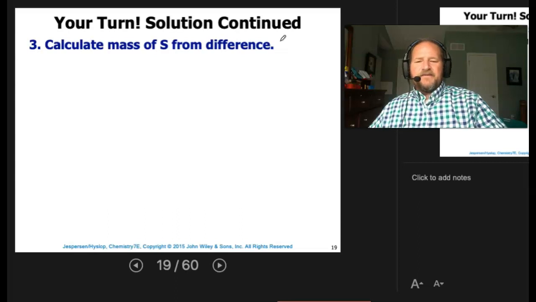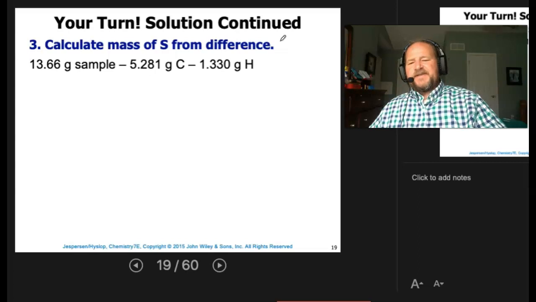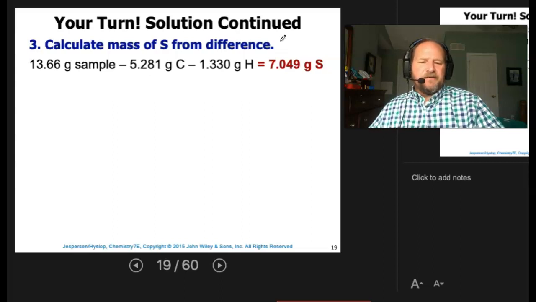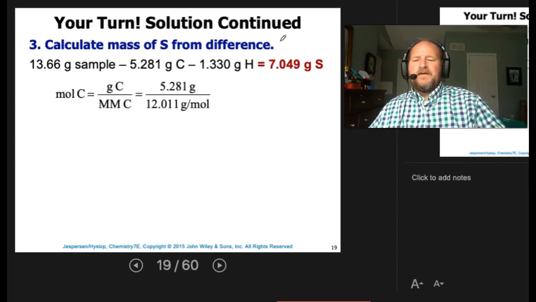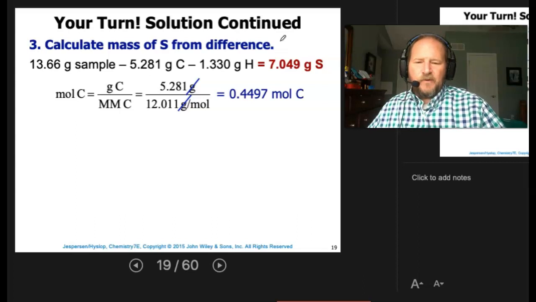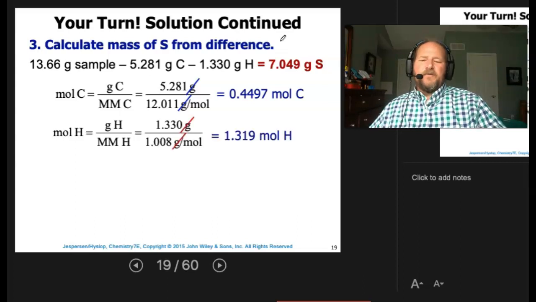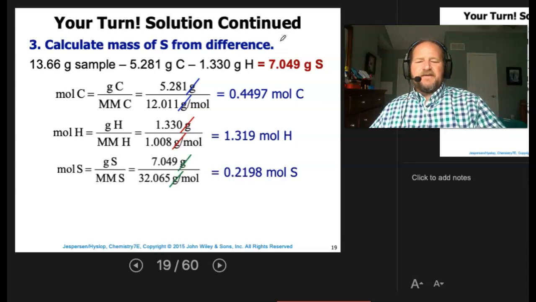So we know the mass of the carbon, and we know the mass of the hydrogen. Now we'll calculate the difference for the sulfur, just like we did with the oxygen. So we'll take 13.66 grams for our sample, minus the 5 grams of carbon, the 1 gram of hydrogen, means we have 7 grams of sulfur. Now we'll calculate our moles. So we have 0.4497 moles of carbon. Do the same thing for the hydrogen. We get 1.319 moles of hydrogen. Then for the sulfur, we'll use the 7 grams, and we get 0.2198 moles of sulfur.